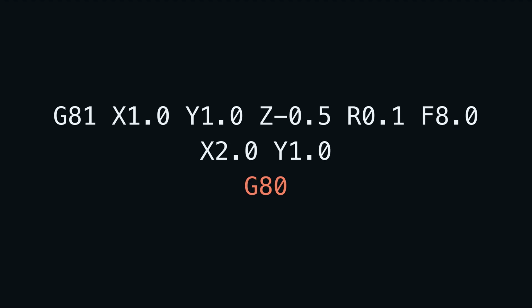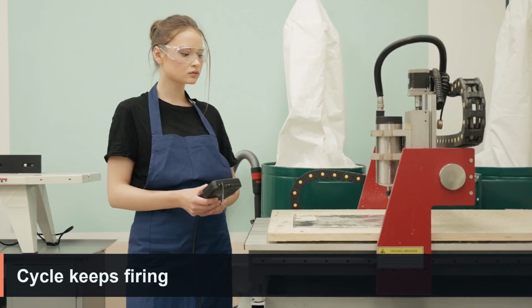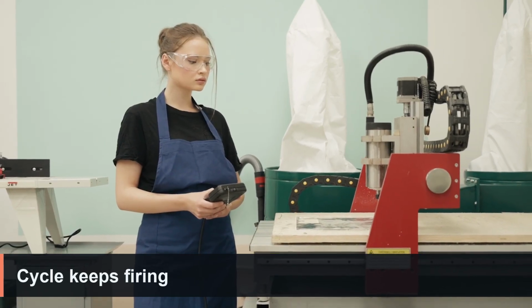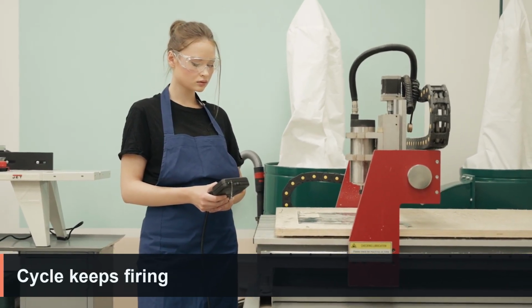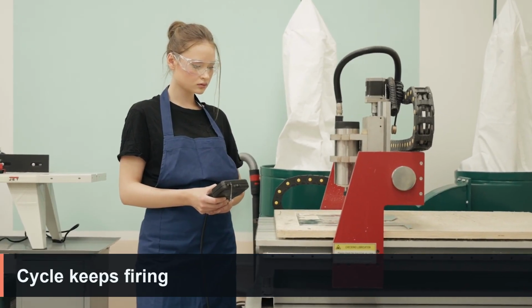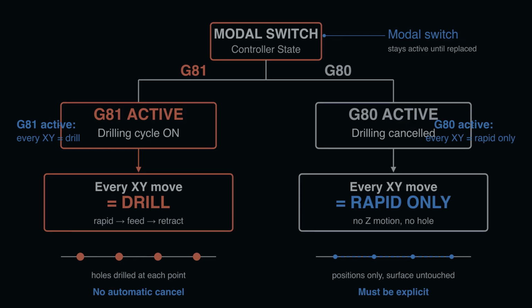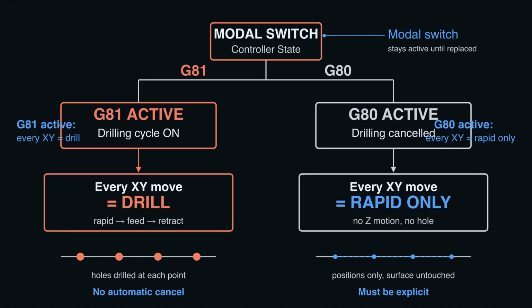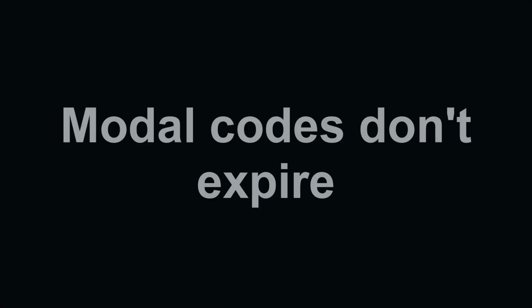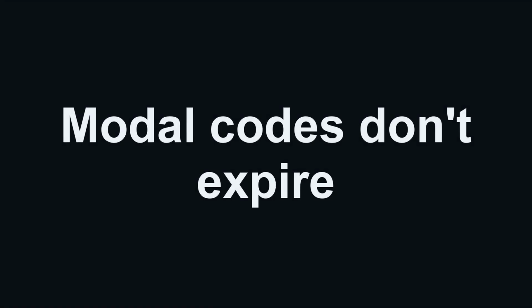G80 is the can cycle cancel. It tells the control, stop the drill, peck, tap, or bore cycle that's running. Without it, the cycle keeps firing on every XY move you make. That's the trap. And it's not a bug. It's modal behavior. Modal means the code stays active until something cancels or replaces it. G81 turns drilling on. G80 turns it off. Modal codes don't expire. They wait.